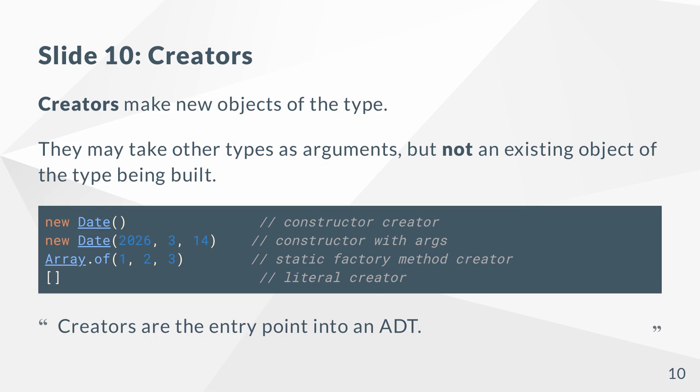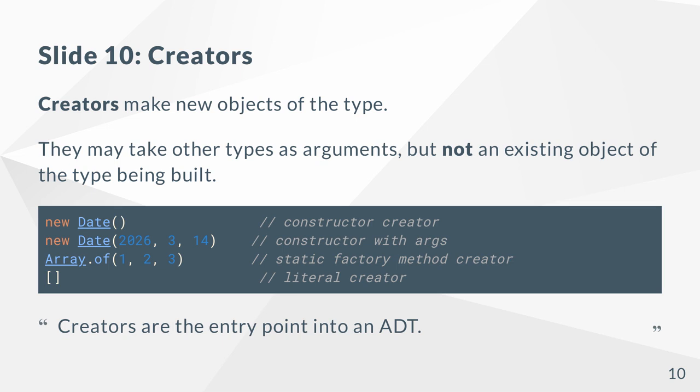Creators are operations that bring new objects of the type into existence. There is one important rule. A creator may take values of other types as arguments, but it may not take an existing object of the type being constructed. In TypeScript, creators are usually implemented as constructors using the new keyword. For example, new Date() creates a new Date object, or new Date with arguments creates a date for a specific day.